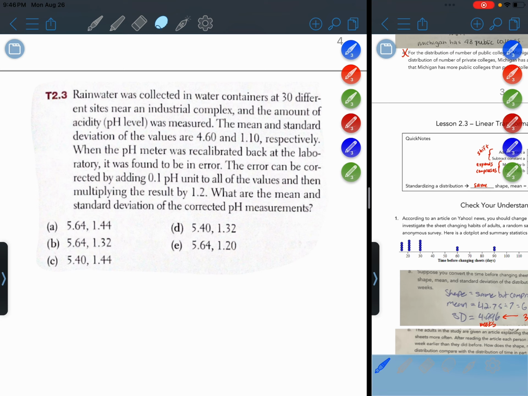When the pH meter was recalibrated back at the laboratory, it was found to be in error. The error can be corrected by adding 0.1 pH to all of the values and then multiplying that result by 1.2. What are the mean and the standard deviation of the corrected pH measurements?